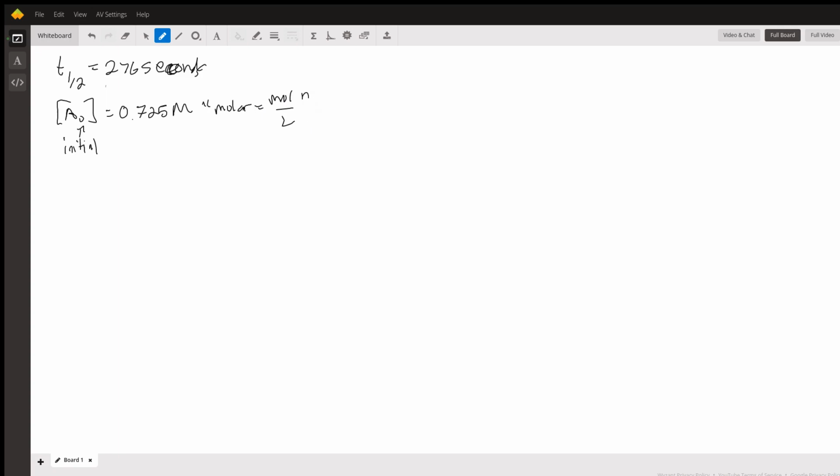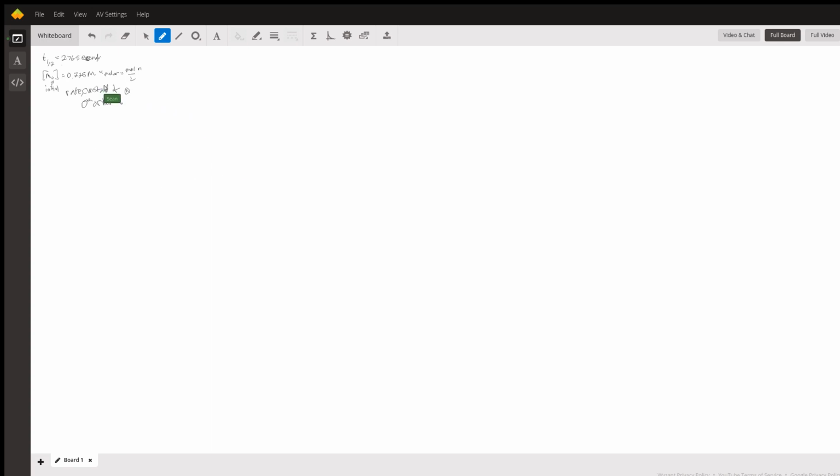And then the question asks for the rate constant K at zeroth order. So I'm going to reduce this up there. So these are our givens, and I'll go ahead and solve the problem.